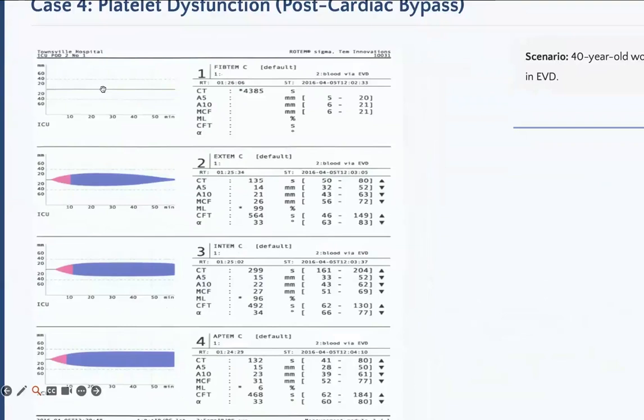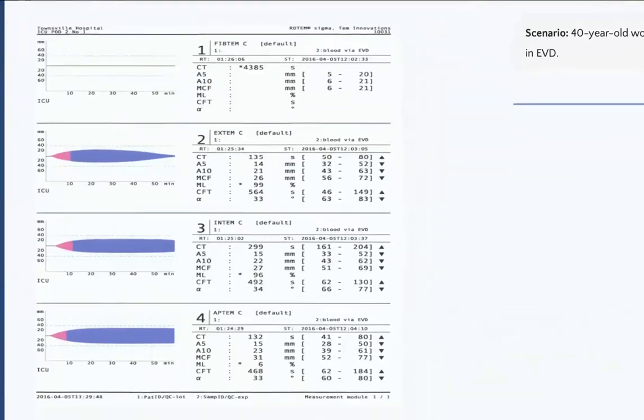You can see these things when patients are severely coagulopathic. The A5 is not recordable. Clotting time is very, very high in the FIBTEM. So there is definitely a deficiency of fibrinogen. Now, a similar thing on EXTEM, you see the A5 is 14. So the platelet function here is only 14, because A5 in FIBTEM is 0 and A5 here is 14. That's again not adequate. So probably there is low platelet and also low fibrinogen.